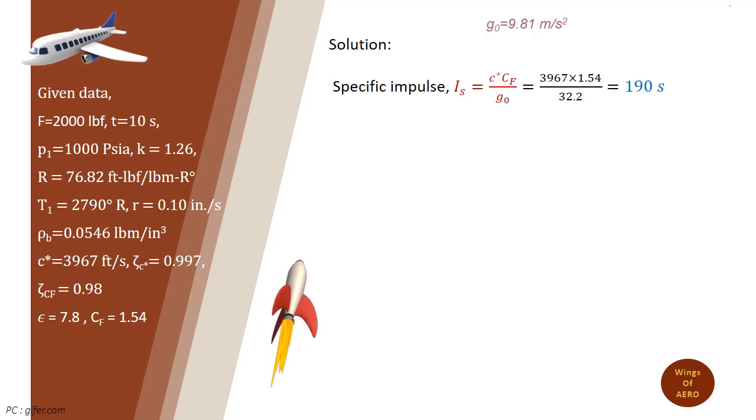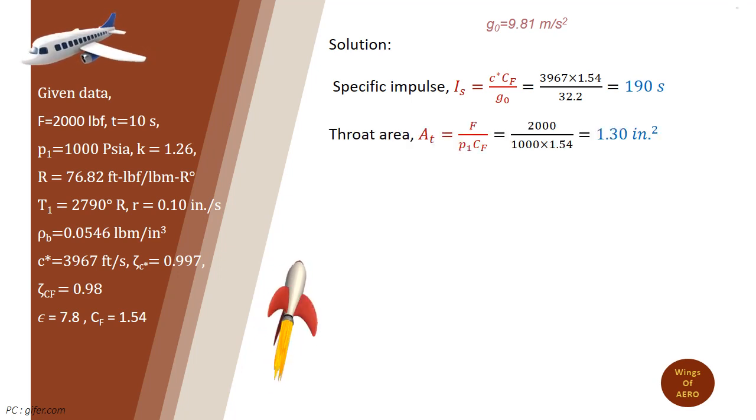First, find specific impulse. From characteristic velocity, we can write the equation for specific impulse. I suffix s is equal to C star into C suffix F divided by g naught, where C star and thrust coefficient C suffix F are known and g naught is the average sea level acceleration of gravity, which is 9.81 meter per second square. Now substitute those values and solve. We get the required specific impulse is 190 seconds.